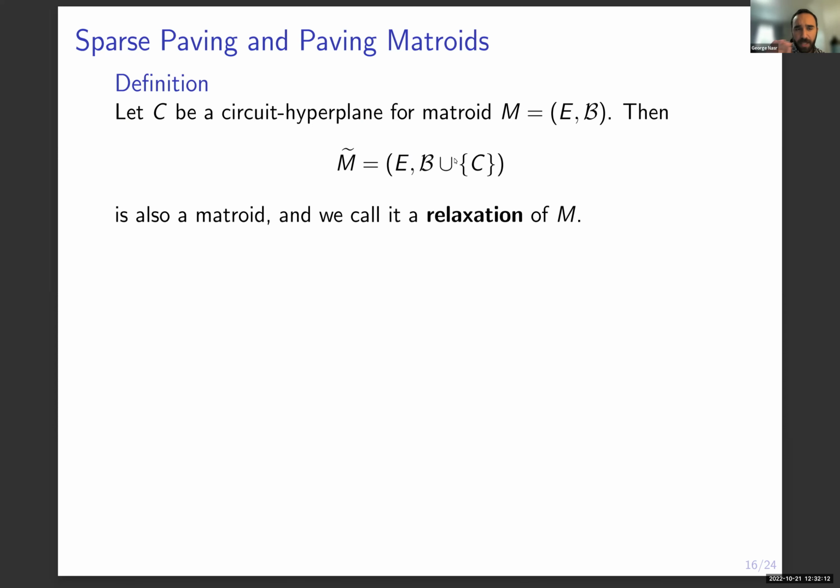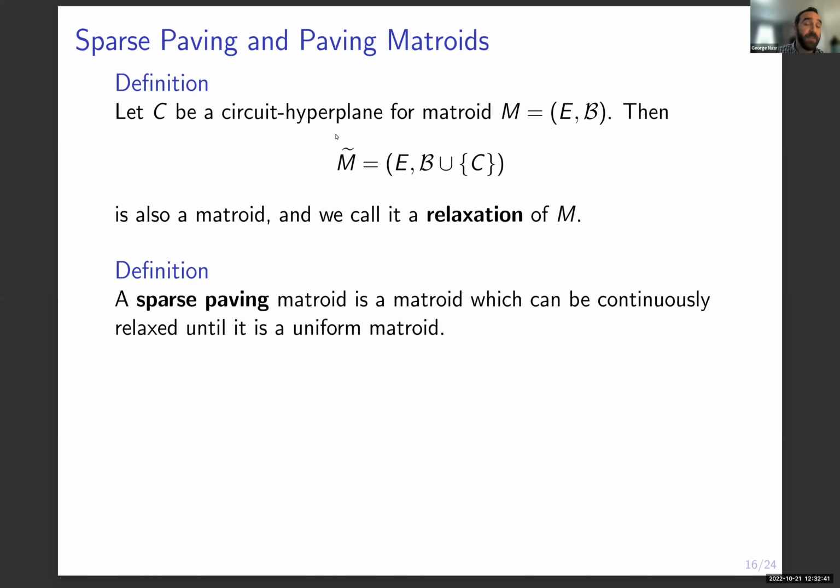So I hope this is clear what I'm doing here. I'm starting with a circuit hyperplane. I have a matroid with some set of bases, and I'm going to formally add C to the set of bases, and that's guaranteed to also satisfy the axioms for a matroid. So this is a pretty well-established matroid theory operation, and this gives rise to a very cool class of matroids called sparse paving matroids.